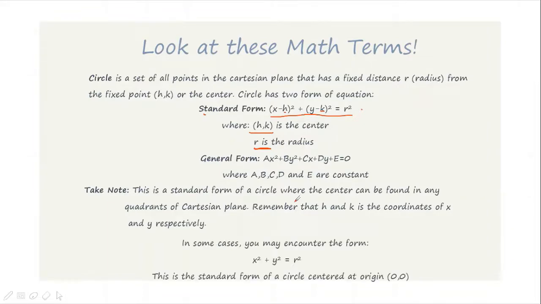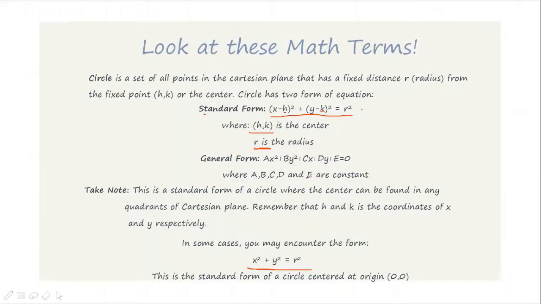And if you encounter this form, x squared plus y squared equals r squared, it is still the equation of a circle, but the center of it is at the point of origin instead of (h, k). So this is located at (0, 0). Okay? So when we say (h, k), it is any point in any quadrant.